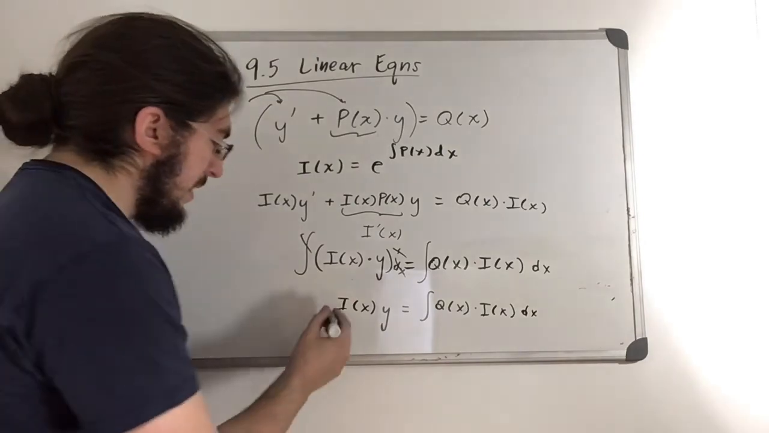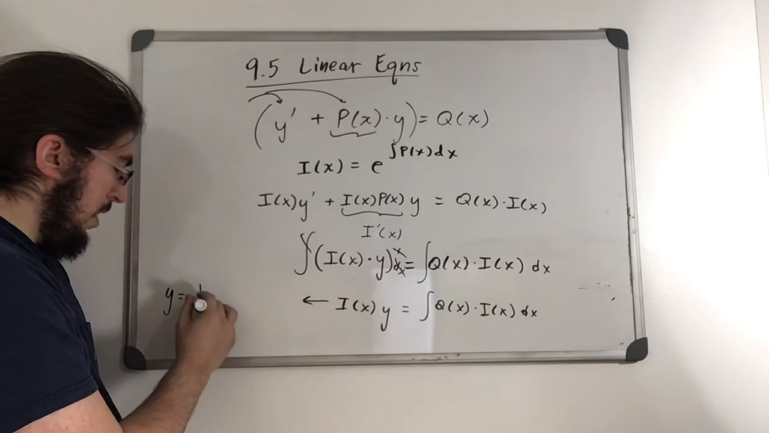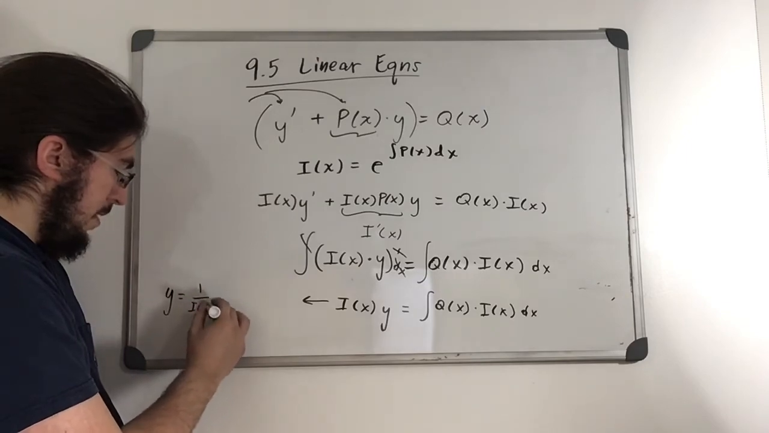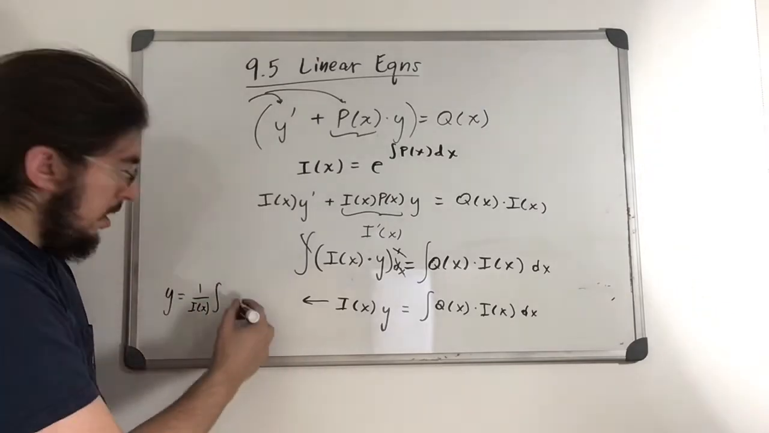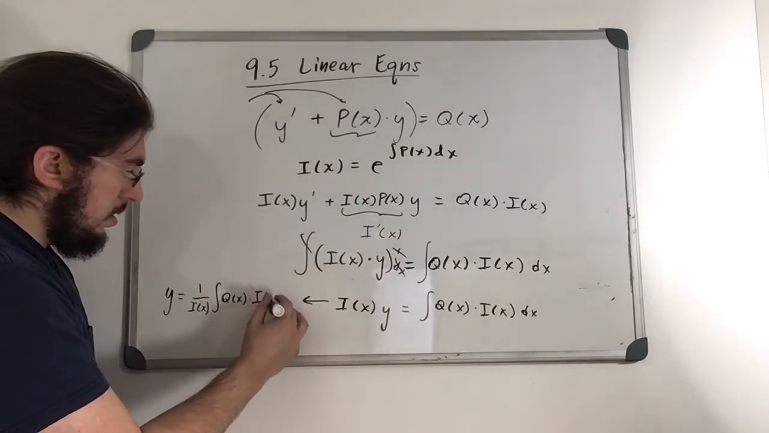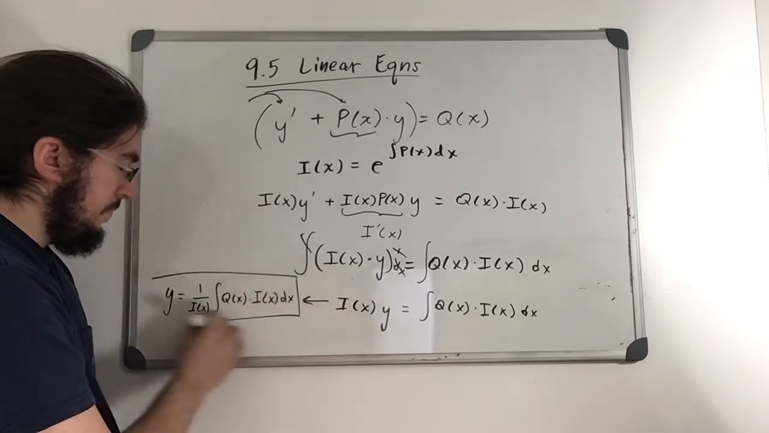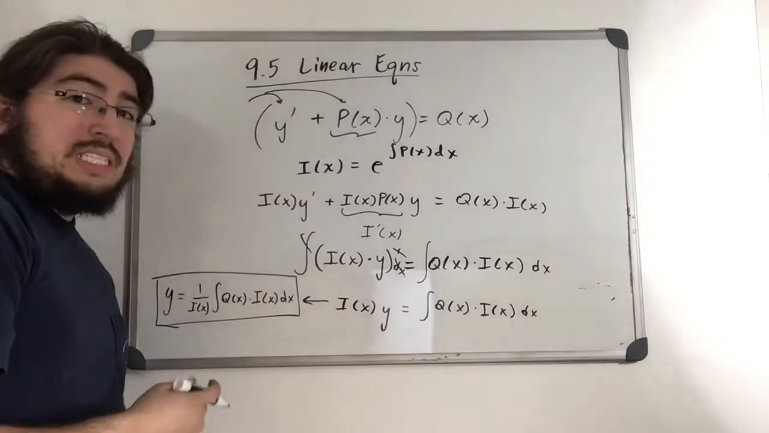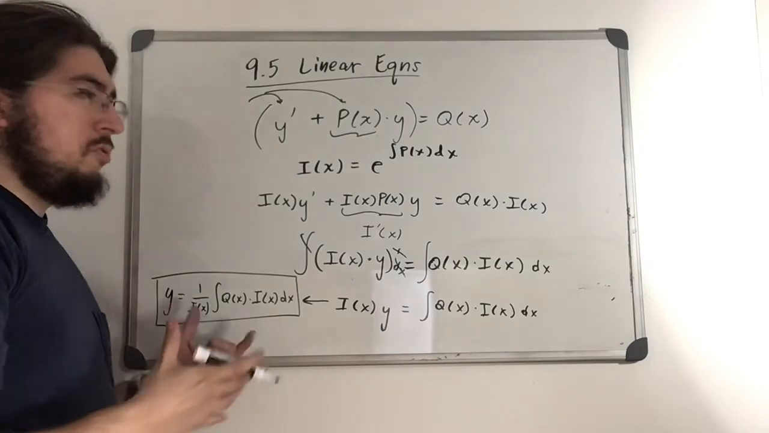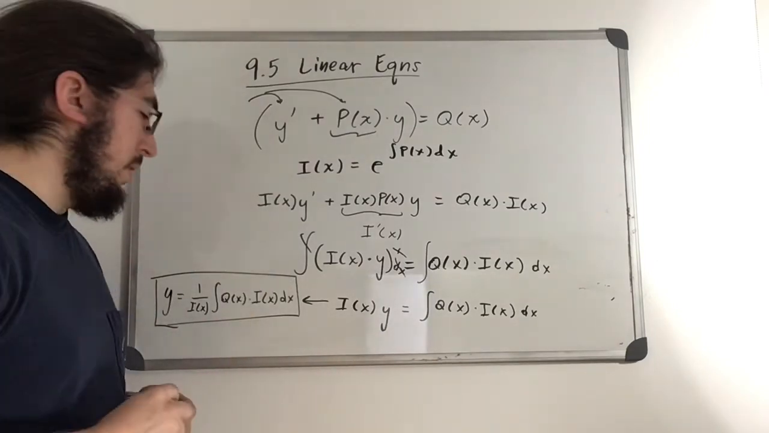Have I run out of space? Nope, I haven't. Let's write it here. So we'll get y is equal to 1 over I of x times the integral of q of x times I of x dx. Perfect. So this is actually kind of like the grand solution to any linear equation, any differential linear equation anyways.